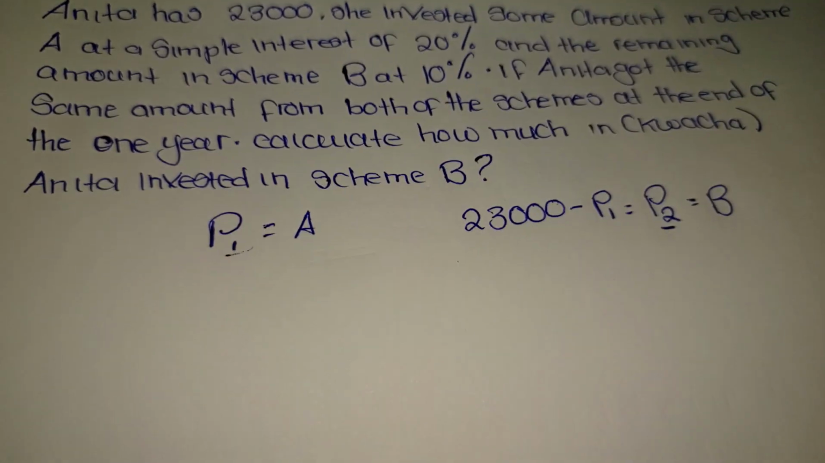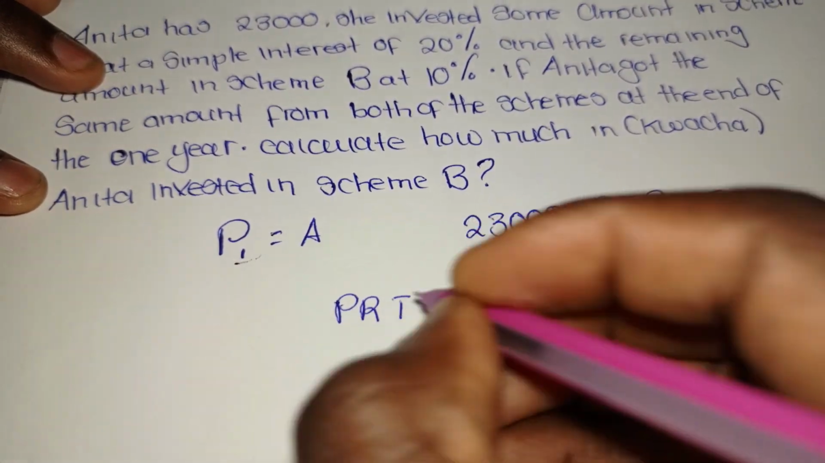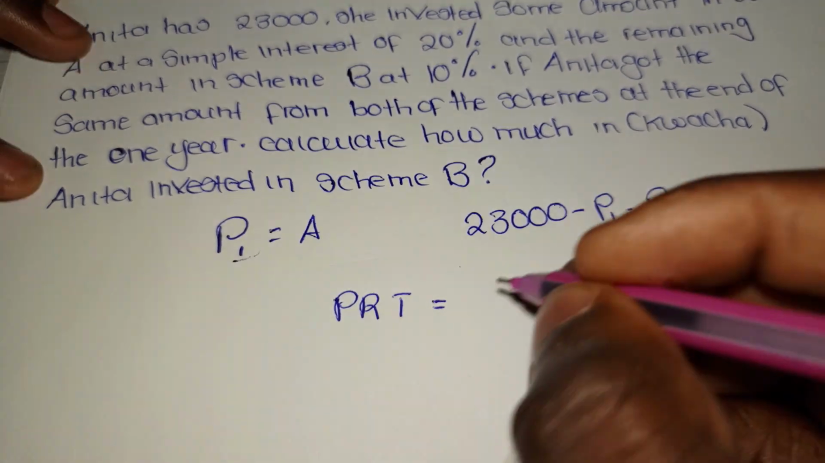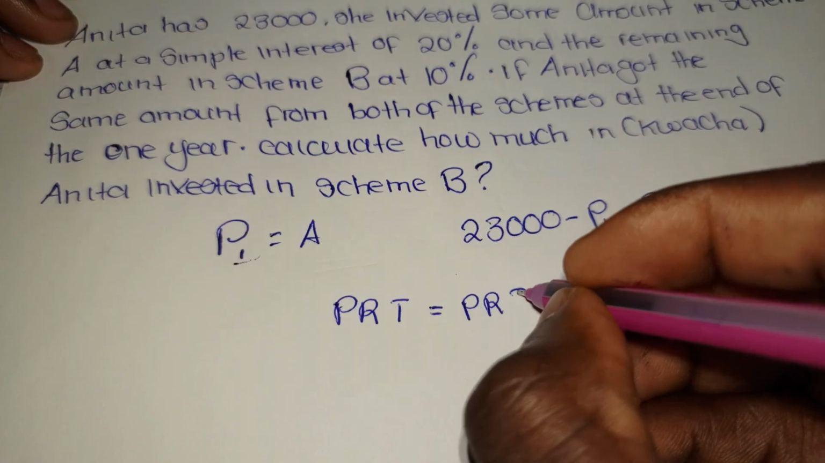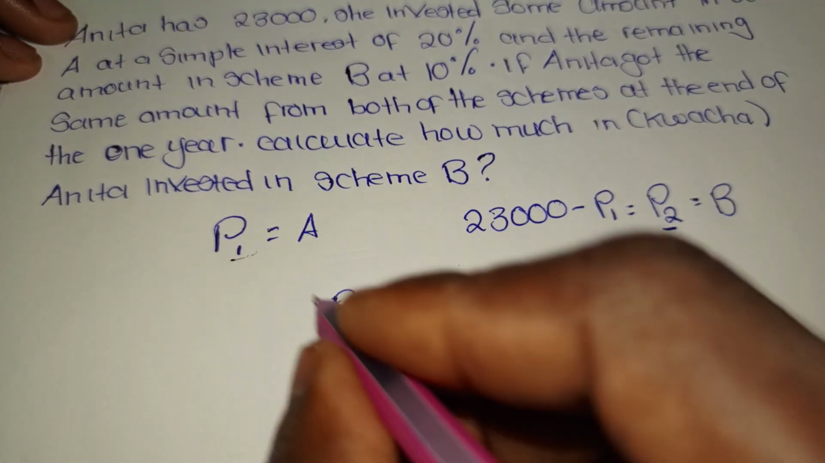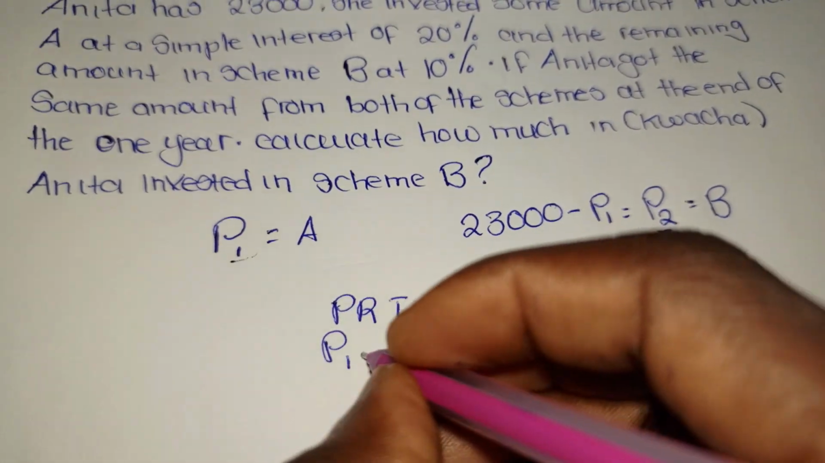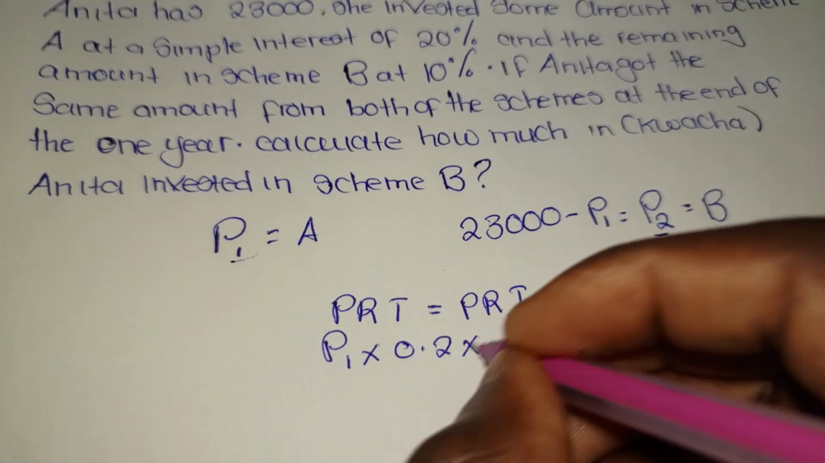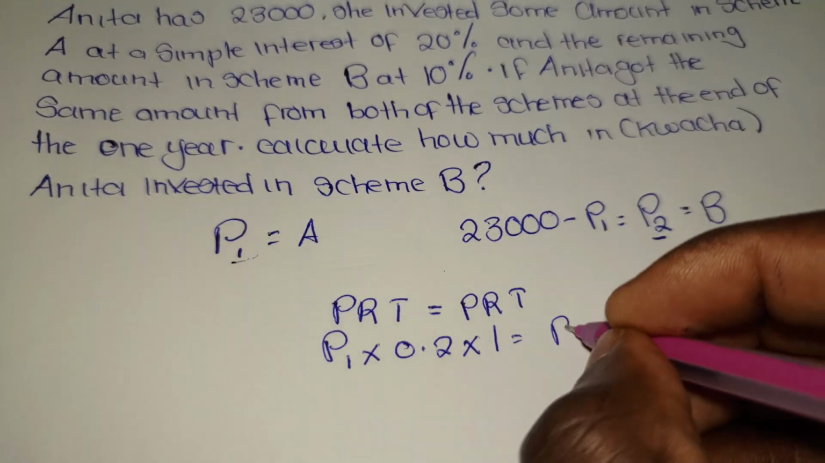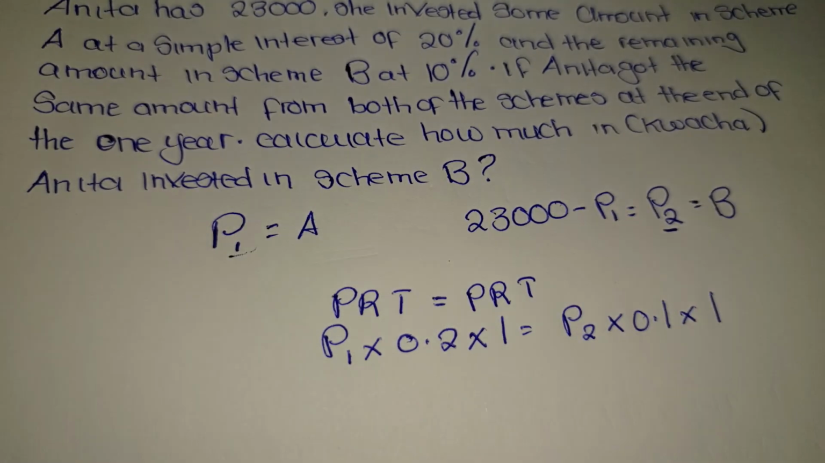So you know to say simple interest is given by principal times rate times time. Remember they said they got the same amount, which means they were equal to principal times rate times time, where the principal for the first amount was P1 and the rate that was given is 20%. Changing it to a decimal gives you 0.2 and the time was 1 year. The principal is P2, where the rate is 0.1 and the time is 1 year.